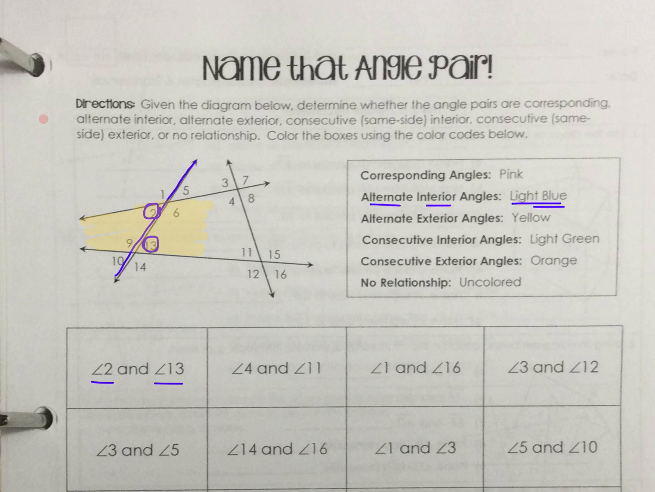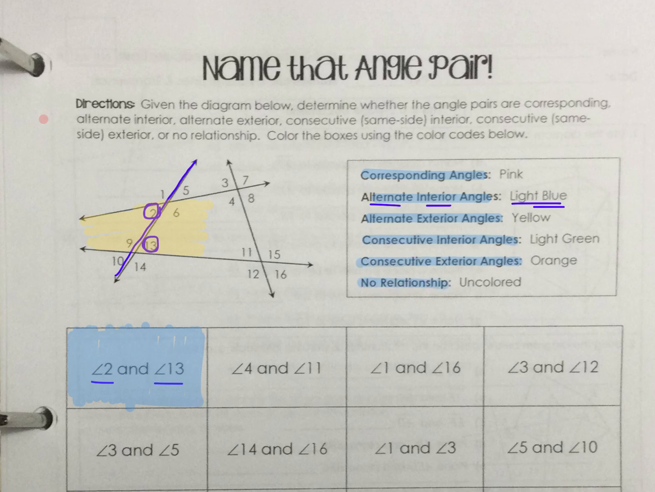That says that is light blue. So I've already given you the answer for the first one. So get your crayons or markers or colored pencils and color this first box light blue. You're going to go through each of these boxes and color them depending on whether they're corresponding, alternate interior, alternate exterior, consecutive interior, consecutive exterior, or no relationship.